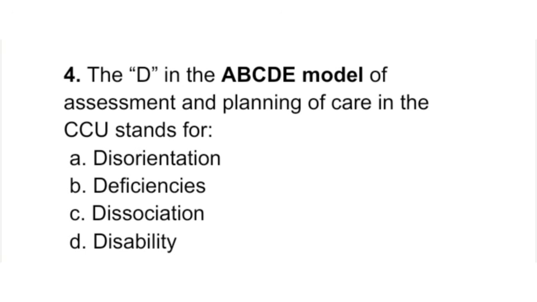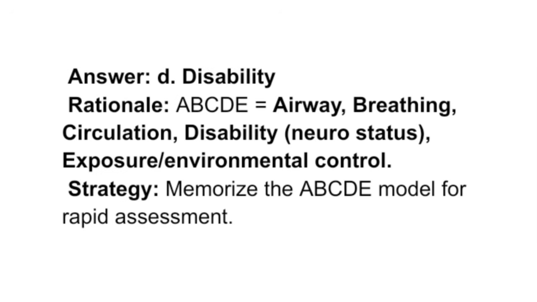4. The D in the ABCDE model of assessment and planning of care in the CCU stands for A. Disorientation. B. Deficiencies. C. Dissociation. D. Disability. Answer: D. Disability. Rationale: ABCDE equals airway, breathing, circulation, disability, neurostatus, exposure/environmental control. Strategy: memorize the ABCDE model for rapid assessment.